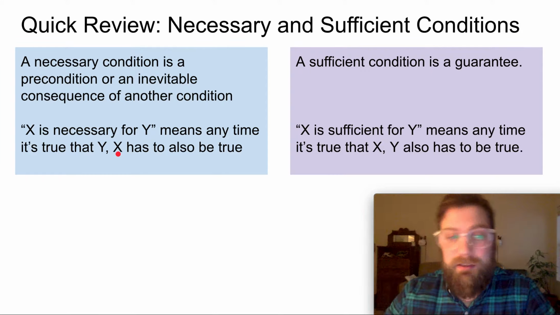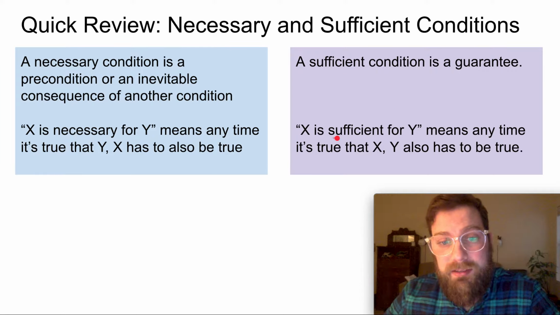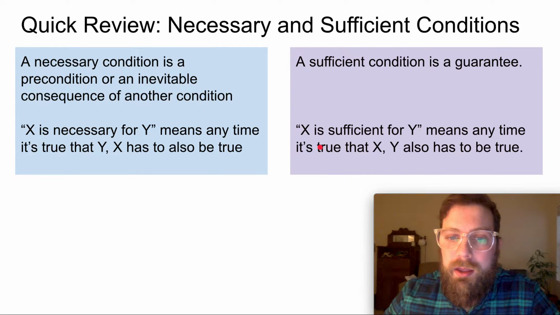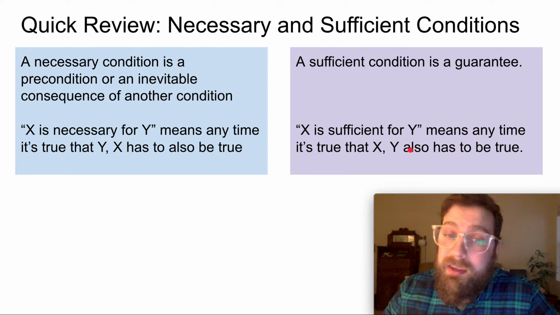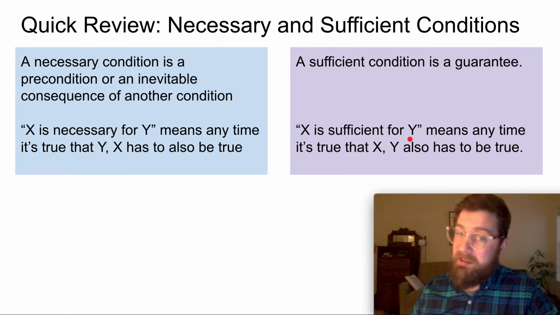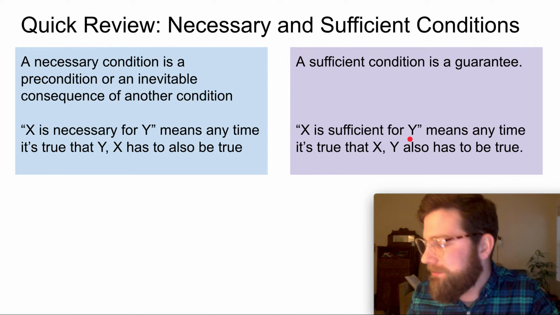And this is different from a sufficient condition, because when I say that X is sufficient for Y, we're talking about a guarantee, which means any time that it's true that X, it's also going to be true that Y, right? So here, we wouldn't say that death is sufficient for falling off the Empire State Building, right? It's not the case that everybody who died, died because they fell off the Empire State Building. Unfortunately, there are all sorts of ways to die, right?